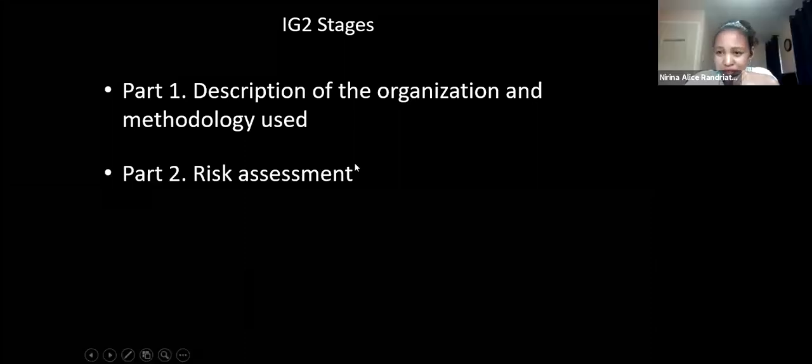So describe the organization and then talk about the methodology you use to do the risk assessment. When you describe basic information, like the name of the company, where it is located, how many workers you have, describe the activity or the business of the company, and also the area that you will assess. For methodology, you talk about what sources of information you used, who you talked to, how you identified the hazards, how you identified the controls, things like that. Part 2 is the risk assessment itself.